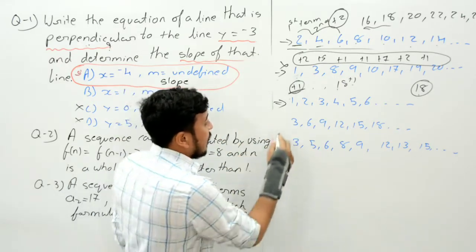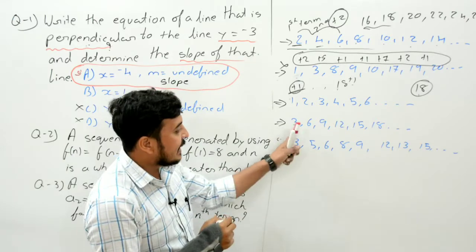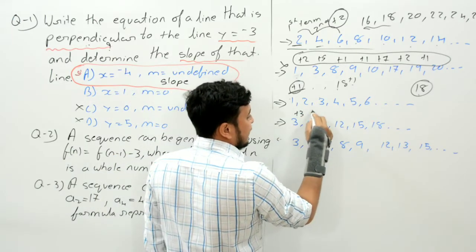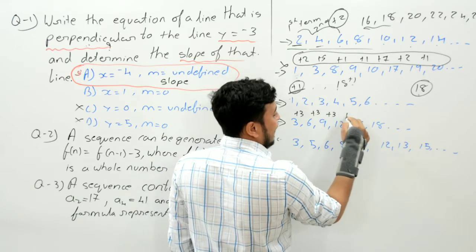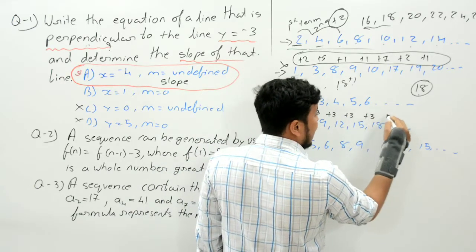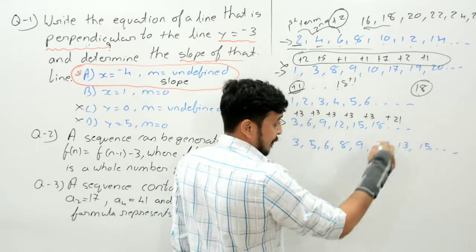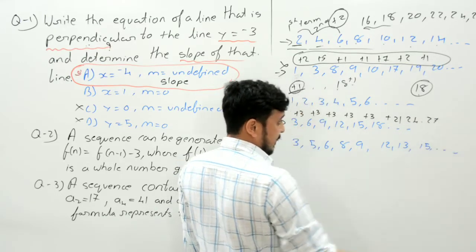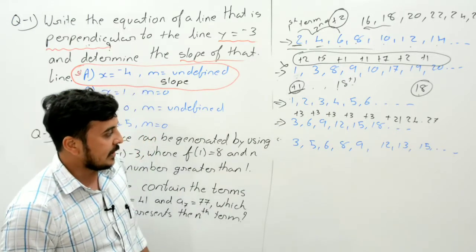Now, what about the fourth sequence? Is there anything common between them? Yes, there is a common difference: 3 plus 3, 6 plus 3, 9 plus 3, 12 plus 3, 15 plus 3, 18 plus 3, 21, plus 3, 24, plus 3, 27, plus 3, 30. We can also find that.